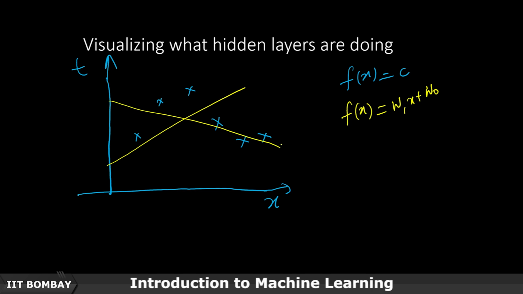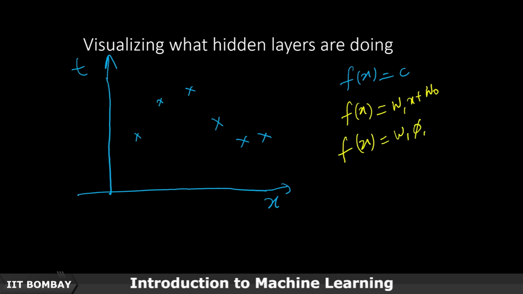So that may not come very close to some interesting set of points that you see here. Now I can take one level further and model this as w1 phi 1 of x plus w2 phi 2 of x plus b. So what are phi 1 and phi 2?